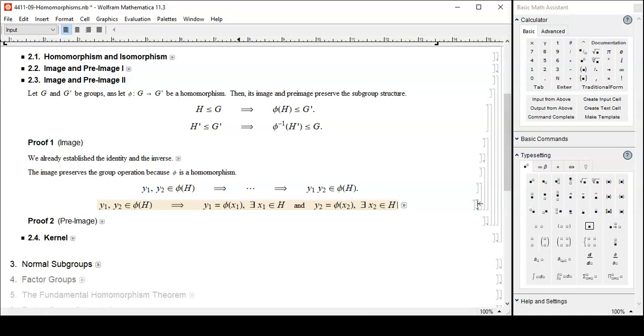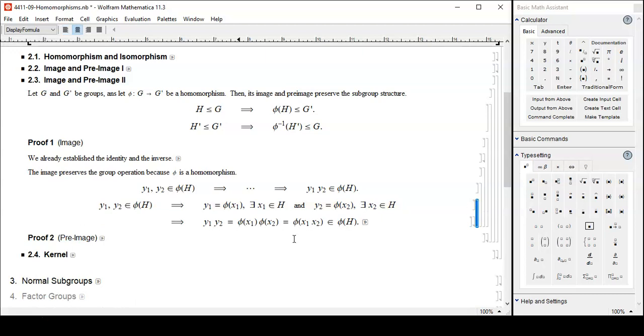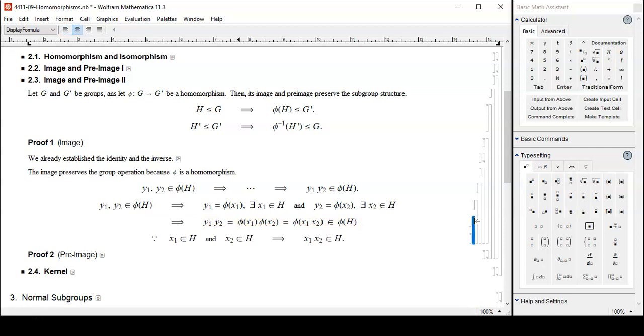Previously I used prime form, but this time different characters, but I hope you can understand all that. And then the multiplication y1, y2 is phi of x1 times phi of x2, but that can be combined into phi of x1, x2. You see, this belongs to capital H because capital H is a subgroup, closed under the group operation. So the product belongs to phi of H, the image. That completes the proof. You see, closed under the group operation. That's the reason why.